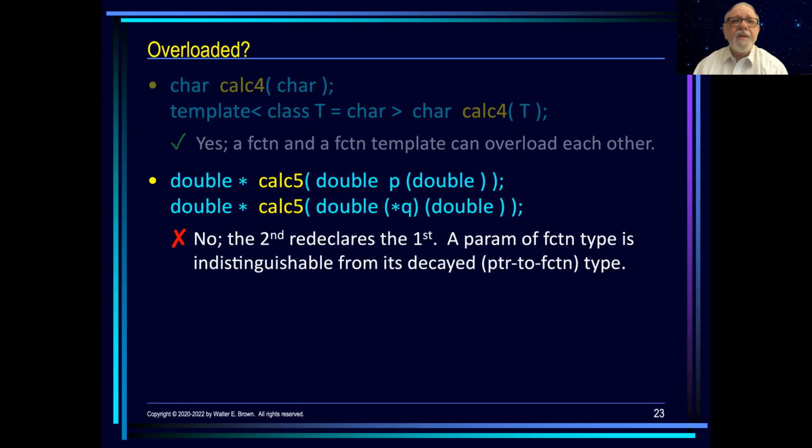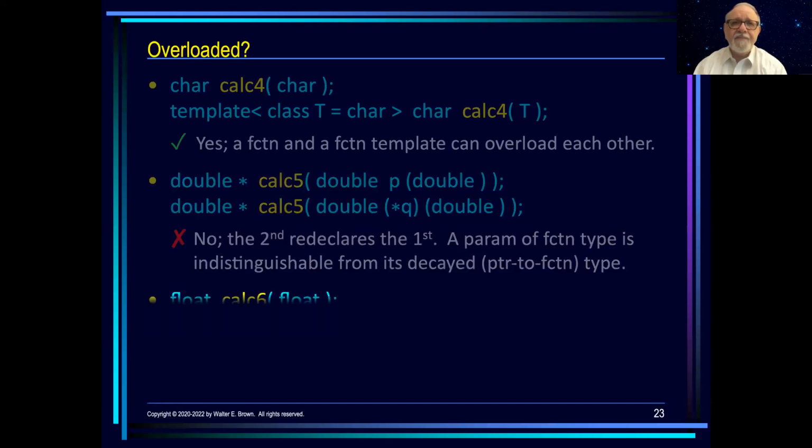No. The second declaration is a redeclaration of the first. A parameter of function type is indistinguishable from its decayed type, which is here pointer to function. So these two are indistinguishable. These are redeclarations, not an overload set.